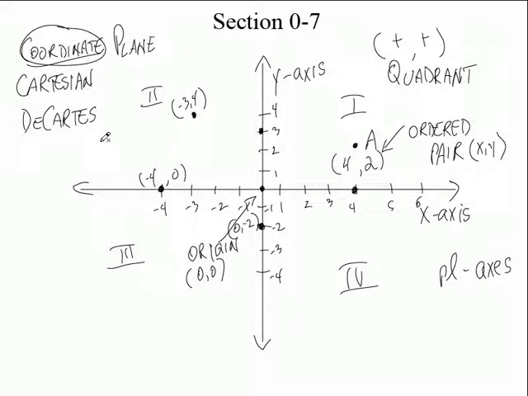What about in the second quadrant? Just the signs. It's negative, positive. The third quadrant? Negative, negative. And then the fourth quadrant? Positive, negative. Very good. That comes in handy from time to time. We good with that? It's pretty simple stuff, isn't it?